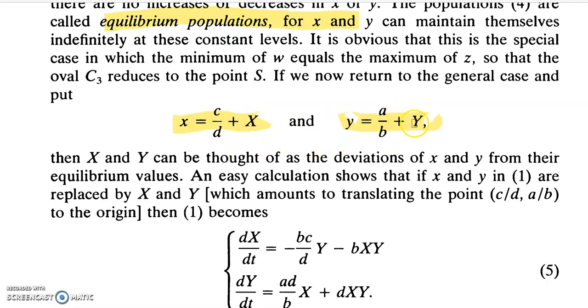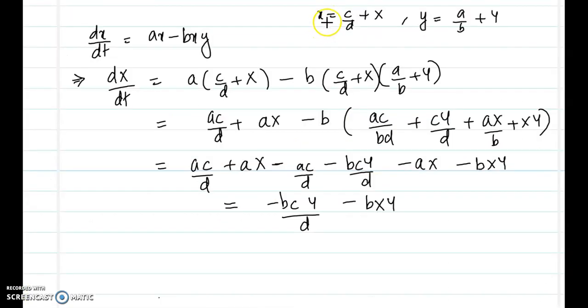So those deviations are taken as capital X and capital Y. So X and Y can be thought of as deviations from their equilibrium values. And now let us replace x by c by d plus X and y by a by b plus Y in our equation. So let's see what we get. Using the substitution x equal to c by d plus capital X and y equal to a by b plus capital Y, let us substitute that into the first equation, dx by dt equal to ax minus bxy.